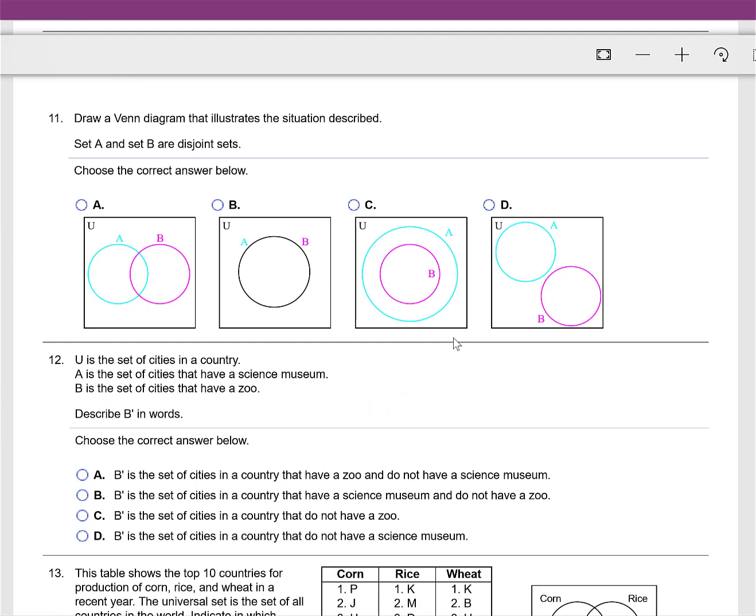Draw a Venn diagram that illustrates the situation described. Set A and set B are disjoint, which means they have nothing in common. So in the Venn diagram, the 2 sets do not overlap, and that's choice D.